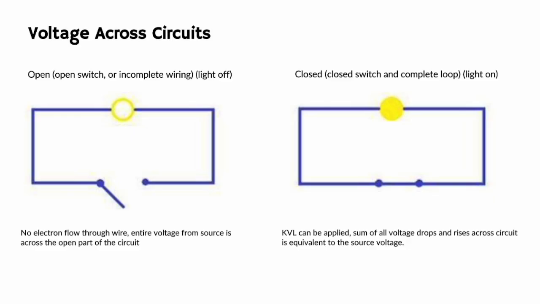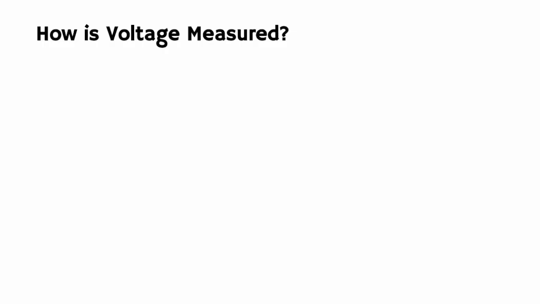These images depict both an open and a closed circuit. When the circuit is open, no electrons will flow through the wire, and the entire voltage from the source is across the open part of the circuit. In the closed circuit, KVL can be applied, and the sum of all voltage rises and drops across the circuit is equivalent to the source voltage.